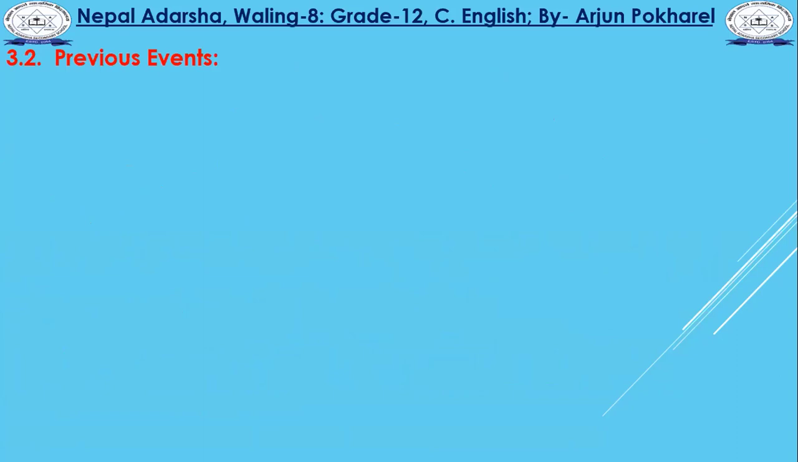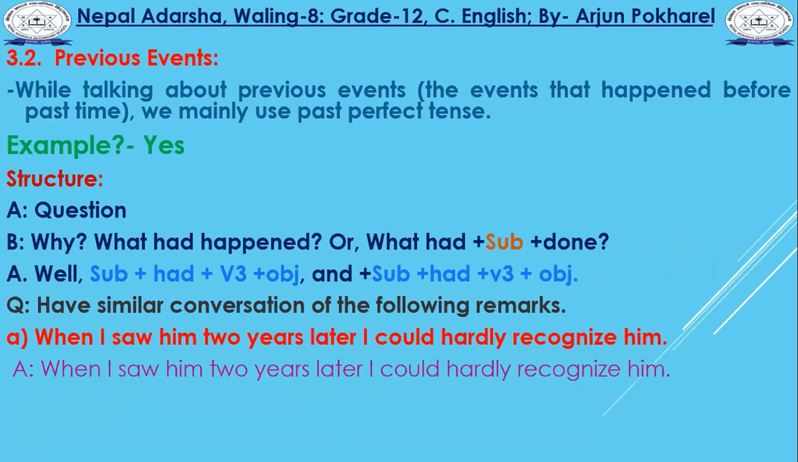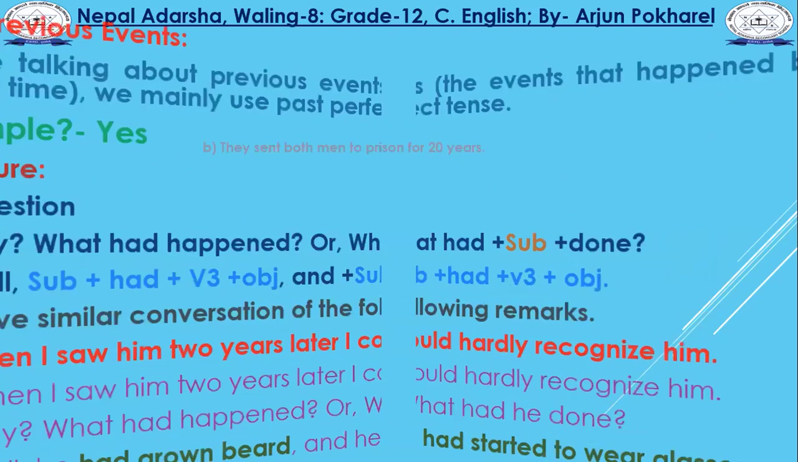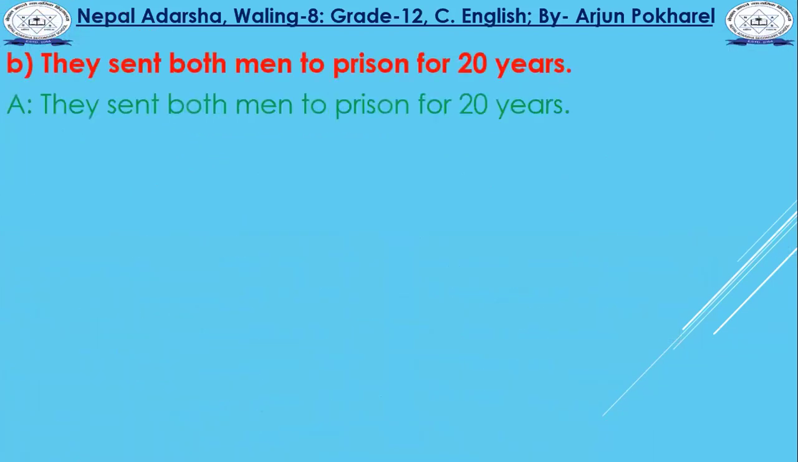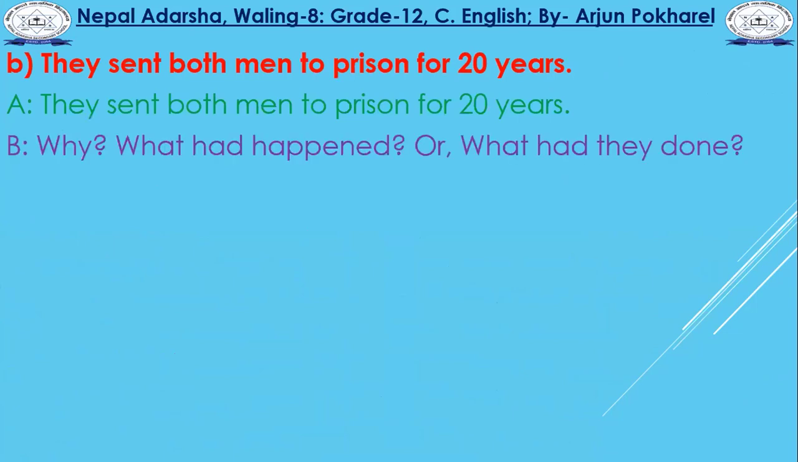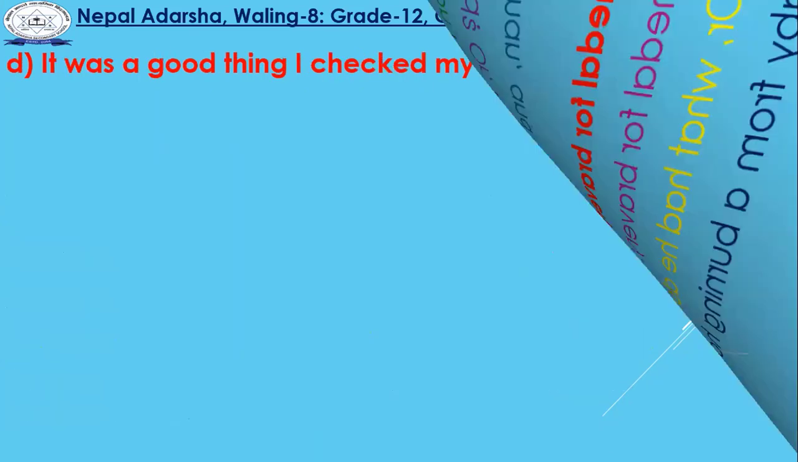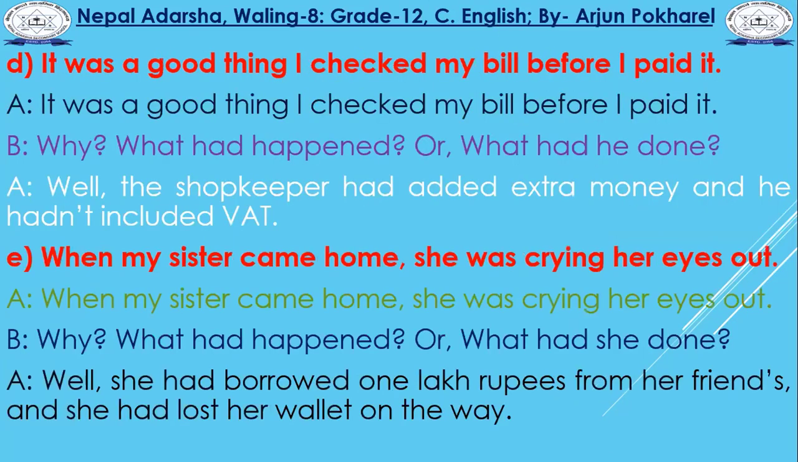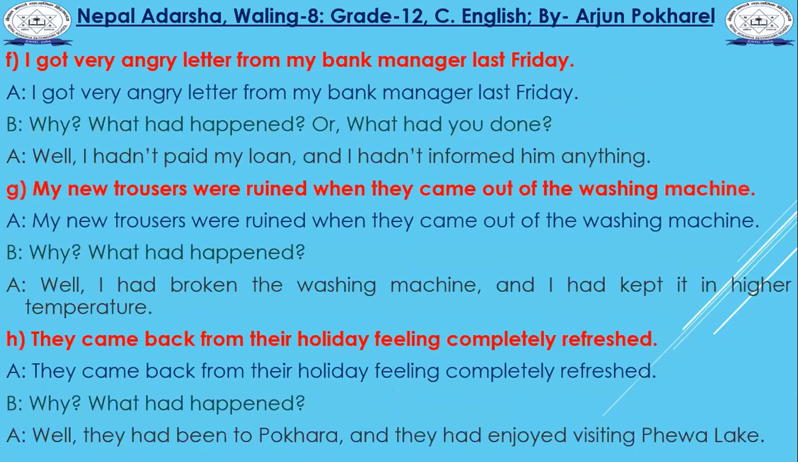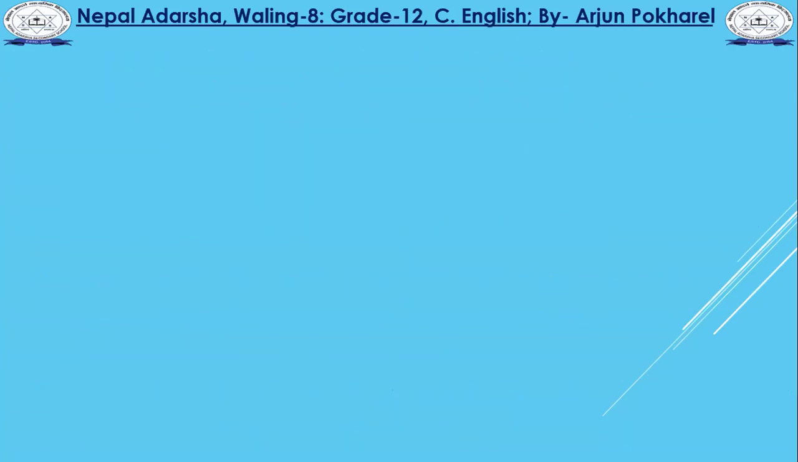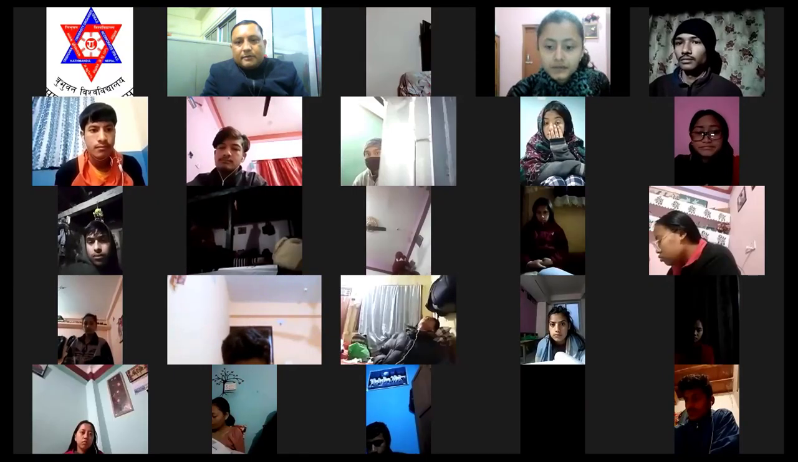But nowadays this question is not much asked. It is a bit difficult one as well for the students who can't write their own answers. That's why this question is not so important. And the next part is 3.3 workbook, previous activities and events. We'll do previous activities and events tomorrow.